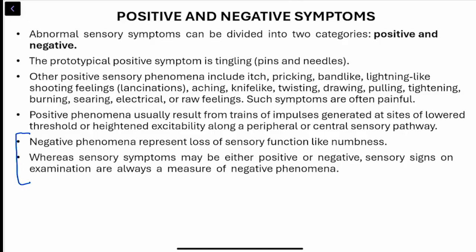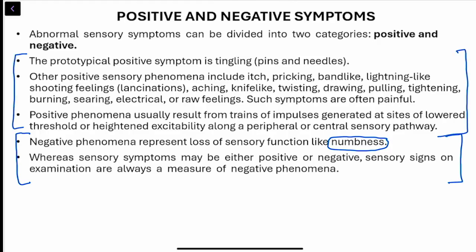At the same time, there are negative symptoms. In negative symptoms, the patient cannot feel the stimulus. For example, if you touch the patient, he is not able to tell that you touched him, right? So this is a negative phenomenon. Negative phenomenon is nothing but numbness. Numbness is a negative phenomenon. Otherwise all these are the positive symptoms, right?